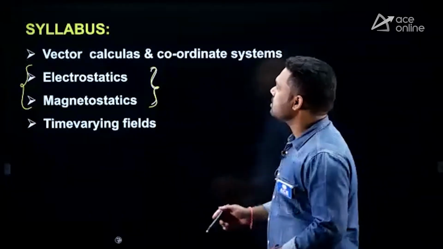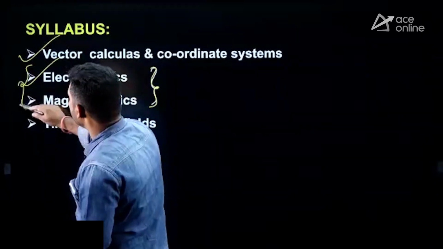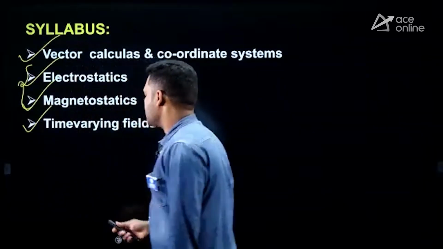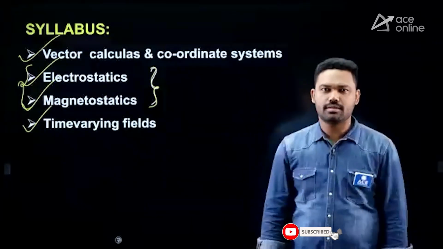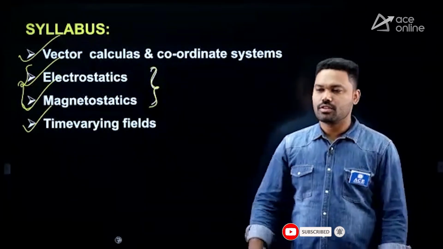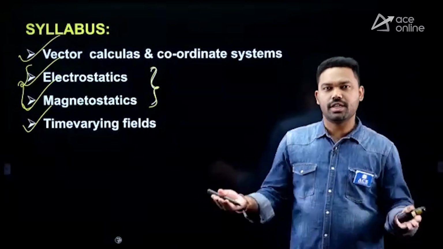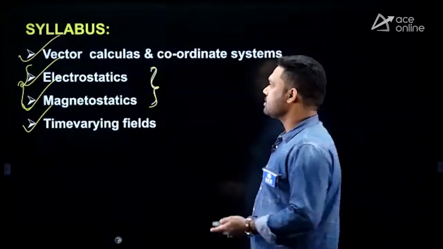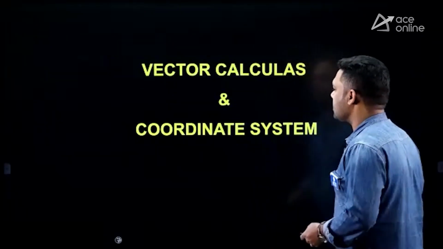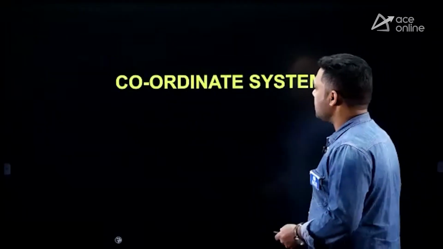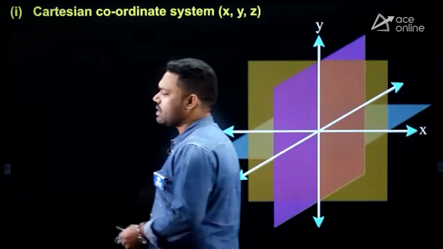Okay, anyhow guys, this is the syllabus: vector calculus and coordinate system, electrostatics, magnetostatics, and then time varying fields. Clear guys? As we already mentioned, it is a revision session, so I'll try to give the maximum possible content in the stipulated time. We'll touch all the concepts. So let us start with vector calculus and coordinate systems. First, the coordinate systems. There are 3 coordinate systems here: Cartesian, cylindrical, and spherical.